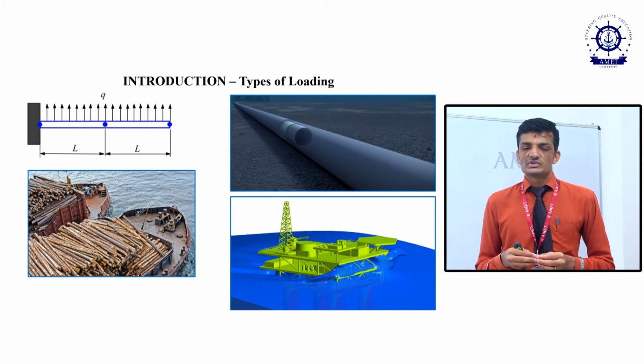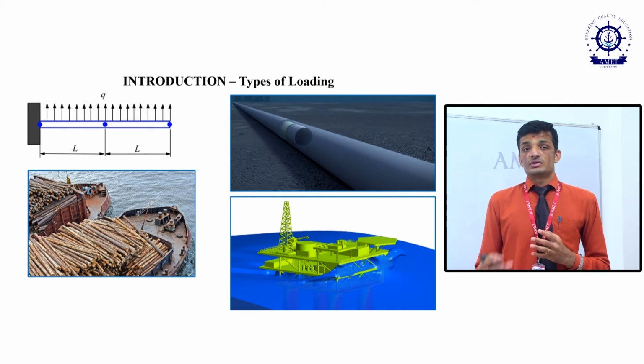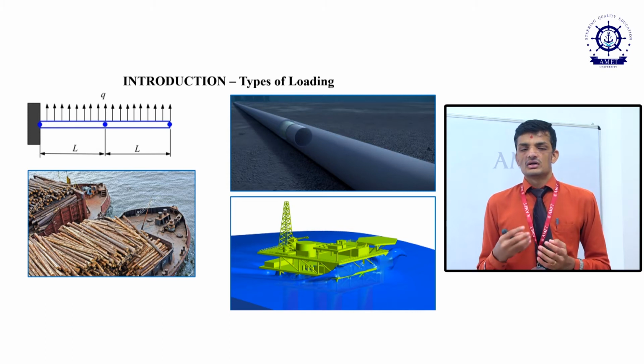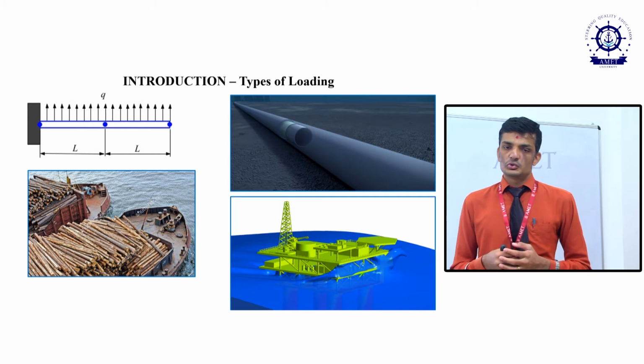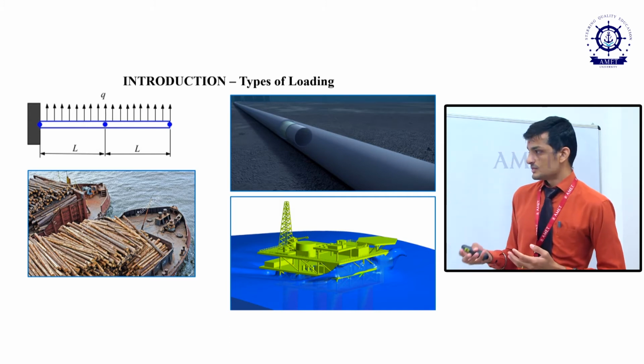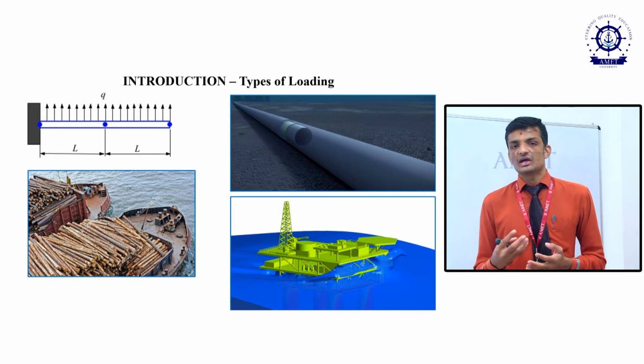So what happens is, at that particular point where it is joined, there is no deflection. So I got two conditions there. Condition number 1, there is no deflection. Condition number 2, there is no slope. So similarly, there are various kinds of supports. The first one is the point support, then the line support, area support, and the volume support.